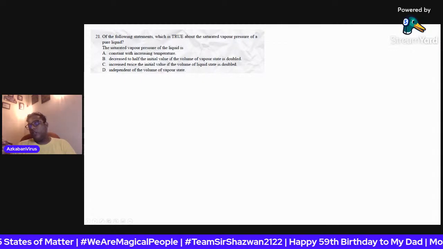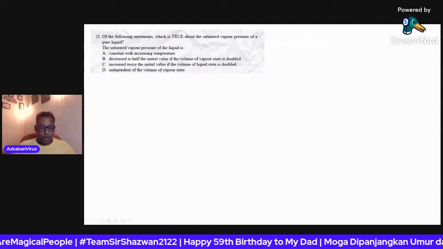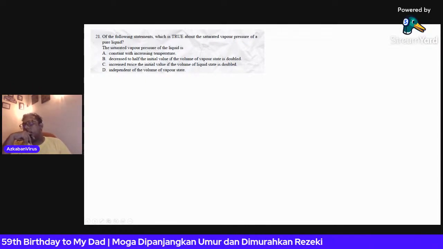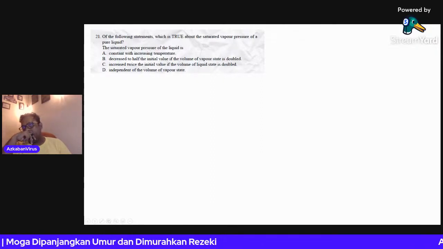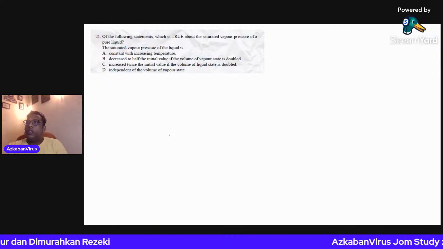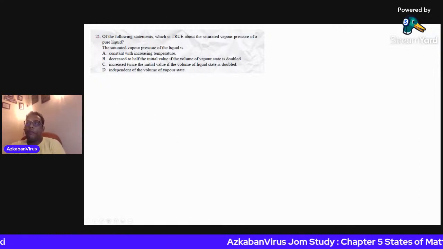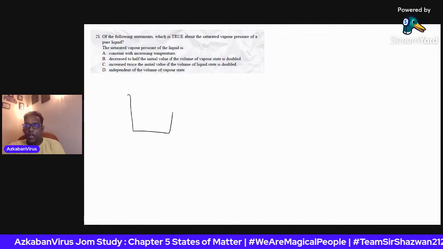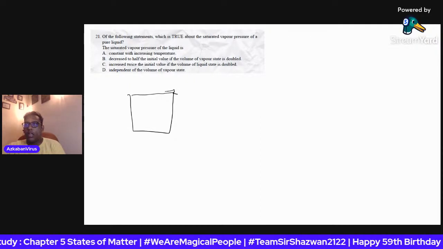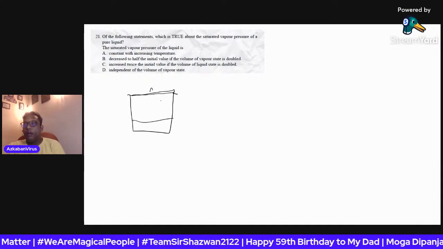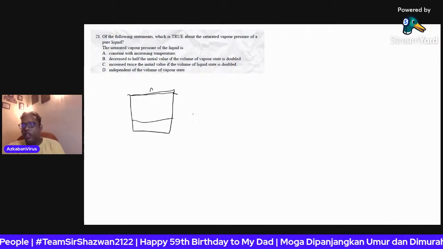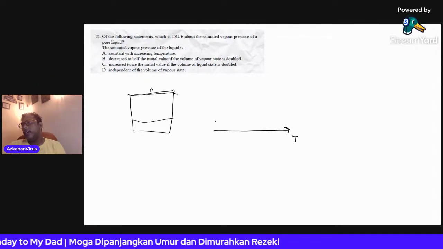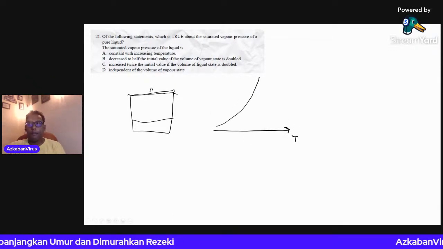Of the following statement, which is true about saturated vapor pressure of a pure liquid? Okay, yang pertama dia kata the saturated vapor pressure of the liquid is constant with increasing temperature. Maksud makin kamu panaskan dia, okay, vapor pressure dia remain constant saja. No, the more heat you apply, vapor pressure akan meningkat. Okay, bila you increase temperature, vapor pressure pun akan meningkat.